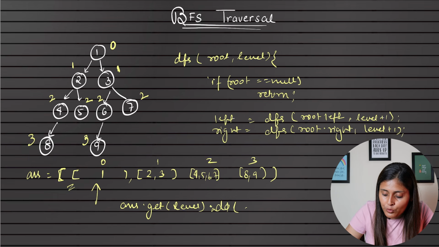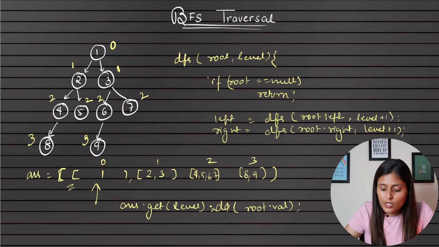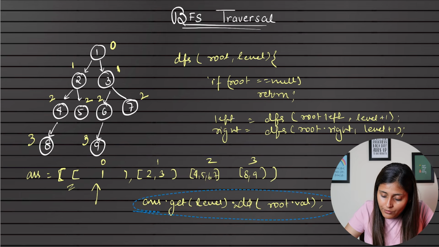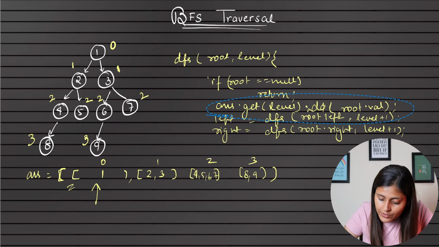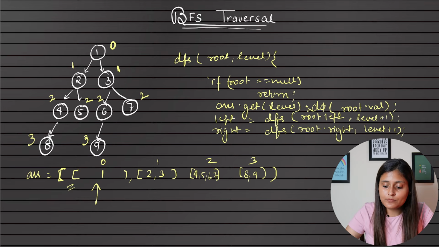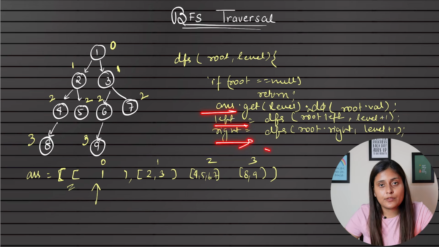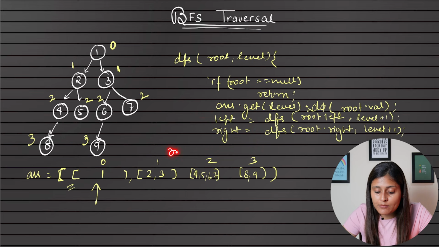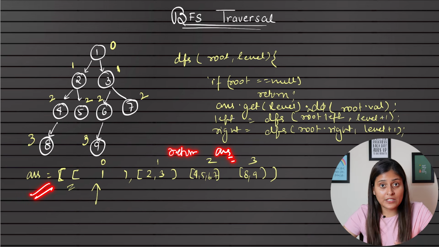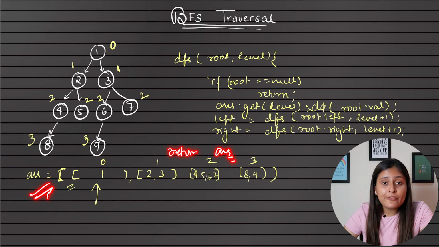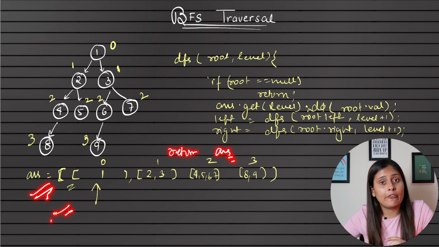Node or root. We have root, right? So root dot value or data, whatever it is. So this piece of code, we have to add here. That's it. What we did? This piece of code we have to add here. And at the end we can simply return our what? This answer. This is what is expected, right? So this is how, using the DFS function, we have got our answer.